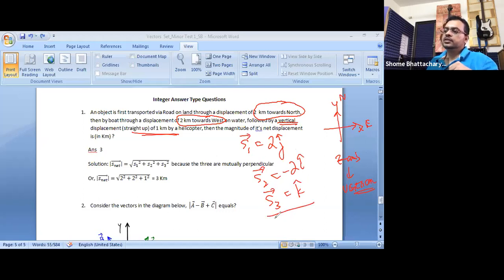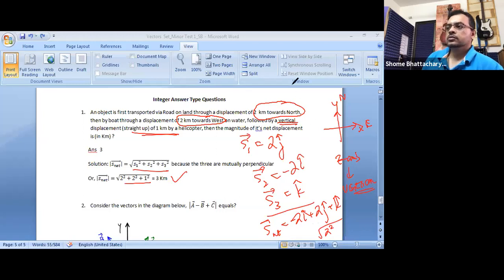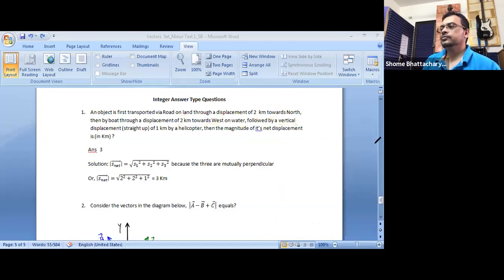Now you do the vector sum of S1, S2, S3. So the net displacement is becoming minus 2 I cap plus 2 J cap plus K cap. So what is its magnitude? It is square root of 2 square plus 2 square plus 1 square. The magnitude is becoming this. Right, people. So this is also clear. They are mutually perpendicular displacements. This one towards north, this one towards west, and this one vertically upwards. So that is why the resultant becomes like this.